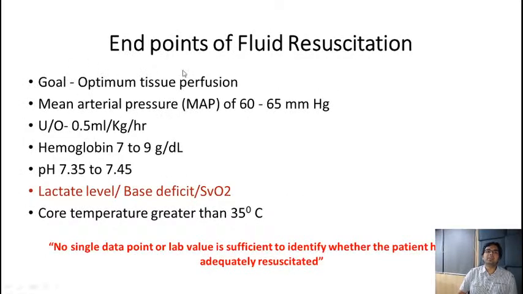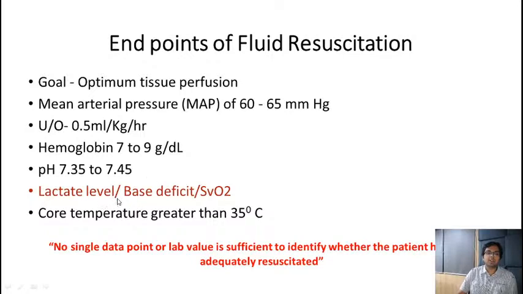Now, what are the various endpoints of fluid resuscitation? When we consider the endpoints of fluid resuscitation, we have to consider the goal of optimal tissue perfusion. For achieving this, we usually have to have a mean arterial pressure of about 60 to 65 millimeter of mercury, a urine output of at least 0.5 ml per kg per hour, and a hemoglobin level of 7 to 9 gram per deciliter, which varies from case to case. For example, in critical care, a lower hemoglobin level of 7 is sufficient. And a pH value of 7.35 to 7.45.